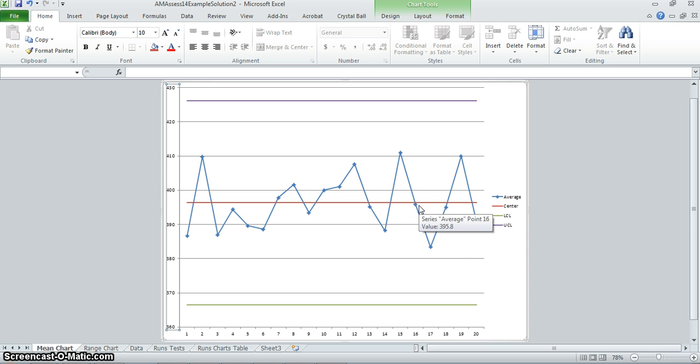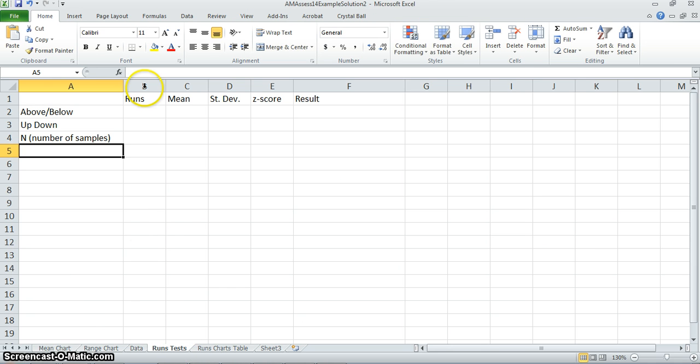Sometimes we see points like this one that the arrow is indicating that are very close to the center line, and sometimes it's not obvious on the chart on which side of the center line they fall. In that case, we might have to actually go back into the data and see which side of the center line that point is on. So we have 11 runs. I have a table here to record the number of runs.